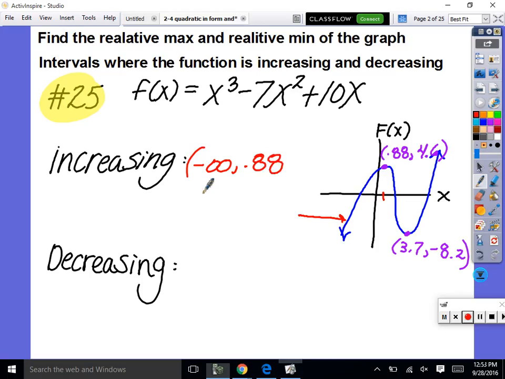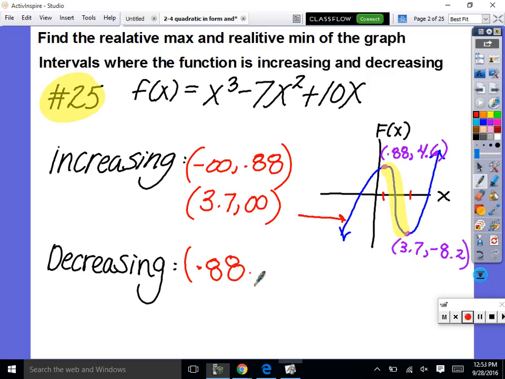What's most missed on the test is people will do y values, but it's just x values where we're increasing. Now, aren't we also increasing from that x value to positive infinity? Wouldn't I also be walking uphill right here? So we're also increasing from 3.7 to positive infinity. Now look, we're decreasing from this x value to this x value. Isn't that the only place we're decreasing? So our decreasing interval is from 0.88 up to 3.7. It's x values where we're increasing and decreasing.